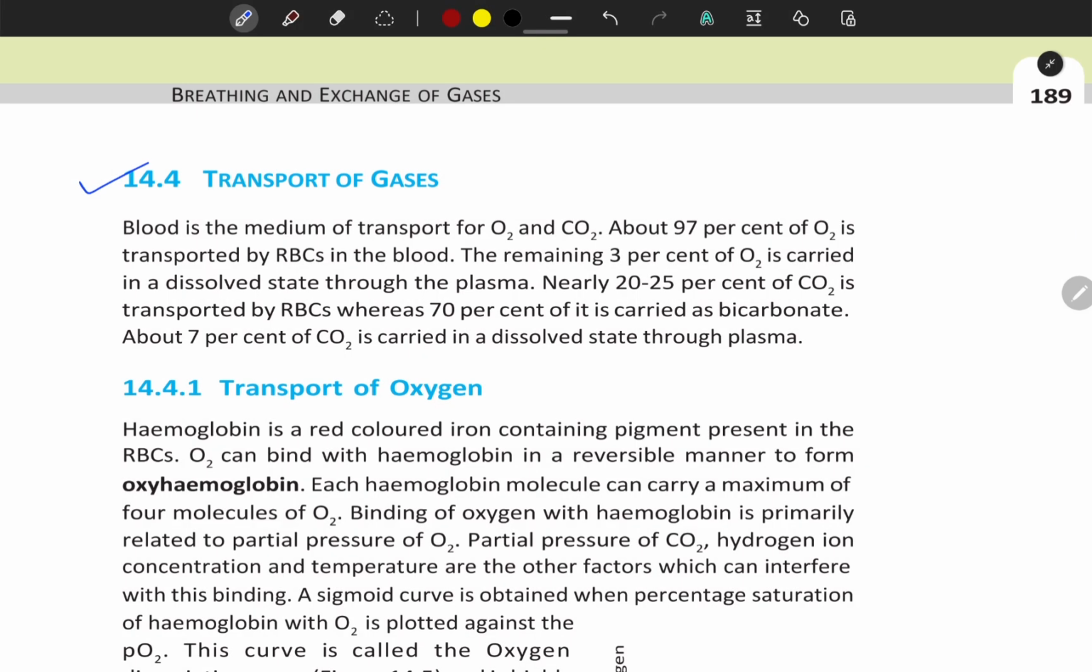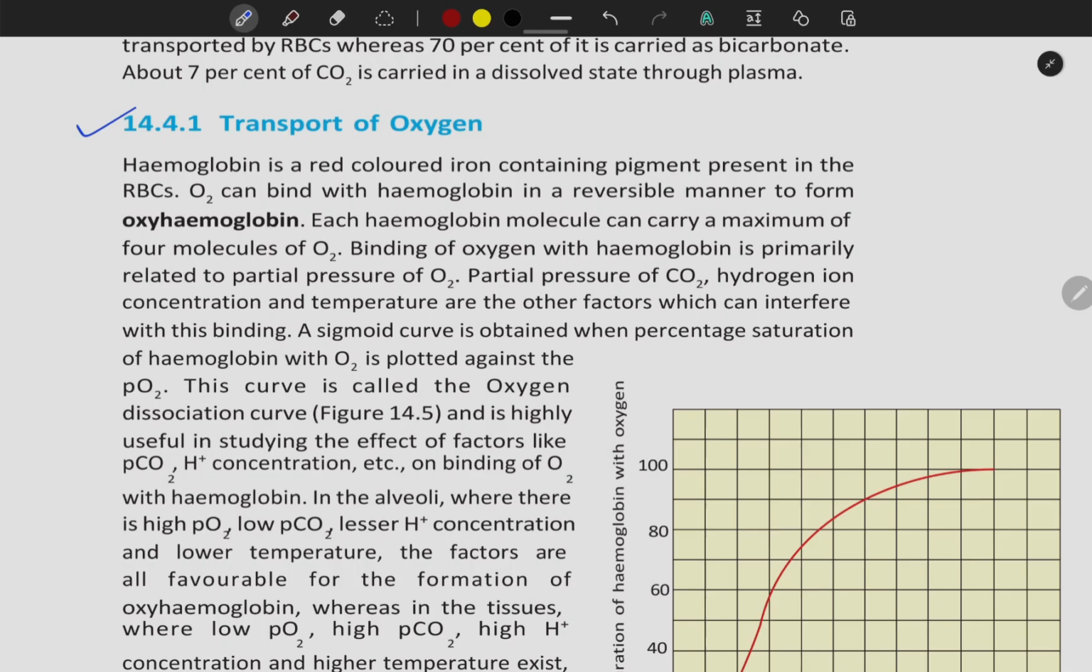14.4 Transport of gases. Blood is the medium of transport for O2 and CO2. About 97% of O2 is transported by RBCs in the blood. The remaining 3% of O2 is carried in a dissolved state through the plasma. Nearly 20 to 25% of CO2 is transported by RBCs, whereas 70% of it is carried as bicarbonate. About 7% of CO2 is carried in a dissolved state through plasma.